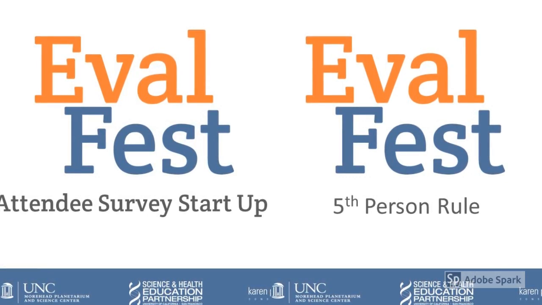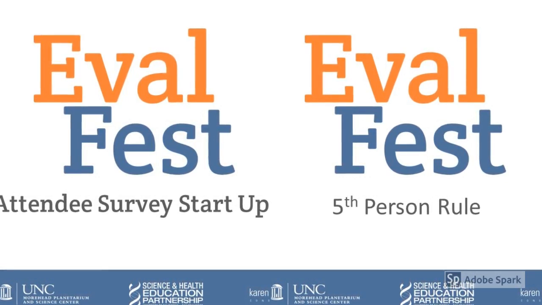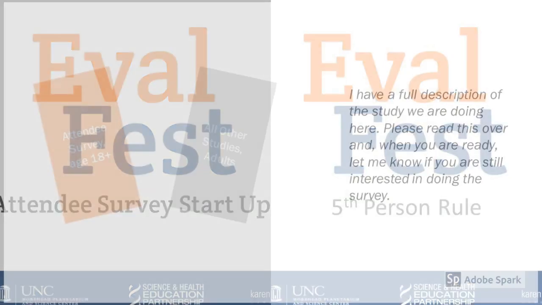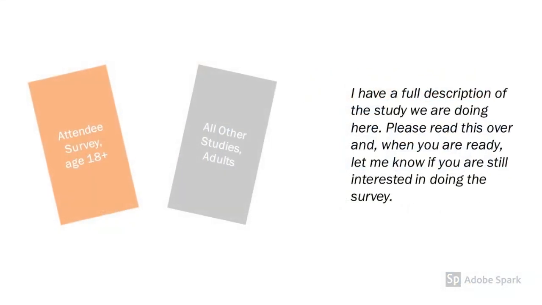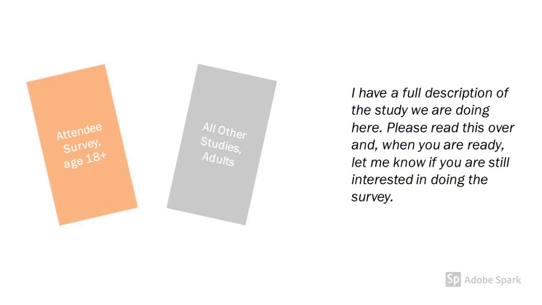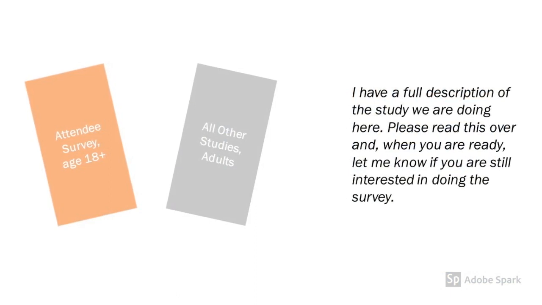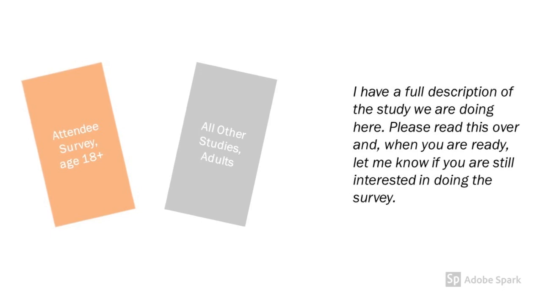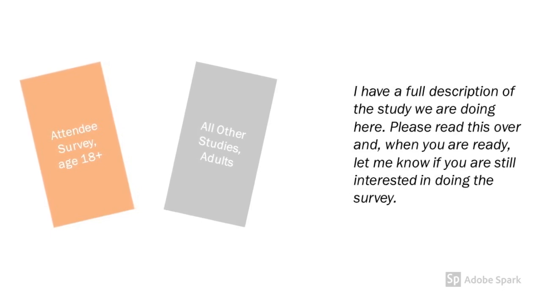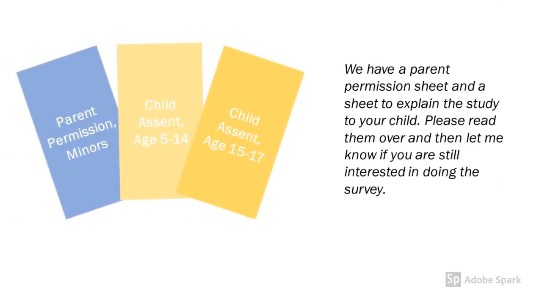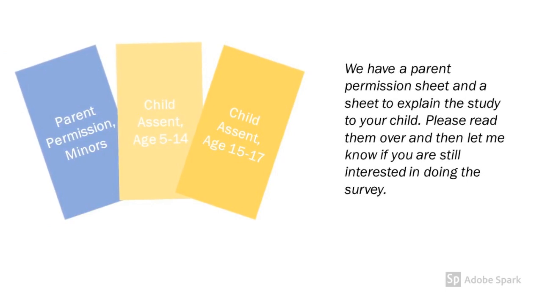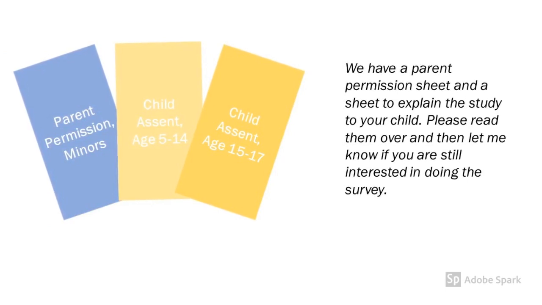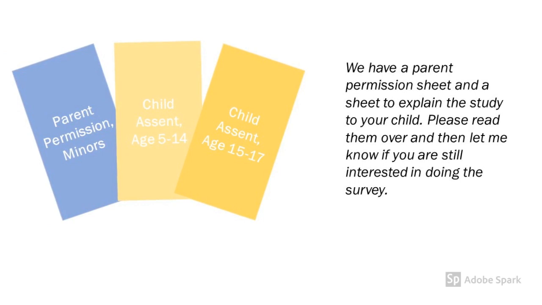We suggest using the tips in these videos to approach members of the public to take part in a survey. Once an adult has agreed to do the survey, you'll hand them the appropriate fact sheet and say something like this: I have a full description of the study we're doing here. Please read this over, and when you're ready, let me know if you're still interested in being part of our study. If you're surveying children, you'll need to ask parents to review the permission form and ask them to review the assent form with their child.